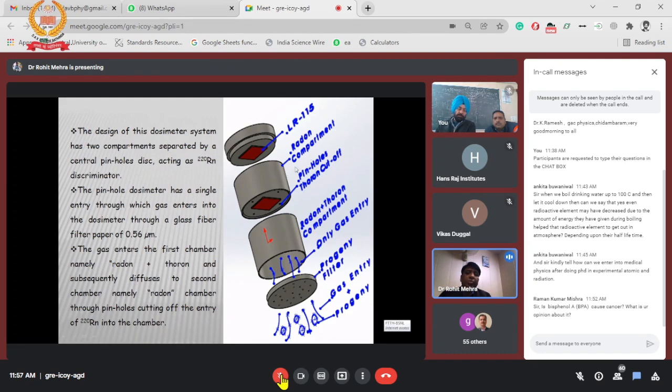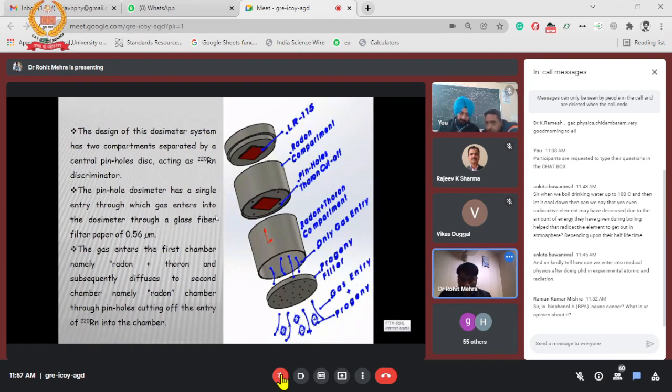The second compartment we call the radon compartment, because when radon and thoron enter from here, the half-life of thoron is 55 seconds, so it decays within 55 seconds and gets trapped. So here there is both radon and thoron. The four holes here allow only radon to pass through into this chamber. So this chamber consists of radon itself. So we have a total effect of radon plus thoron from this detector, and from the other detector we have the effect of radon only. Then by subtracting that effect, we get the effect of thoron.